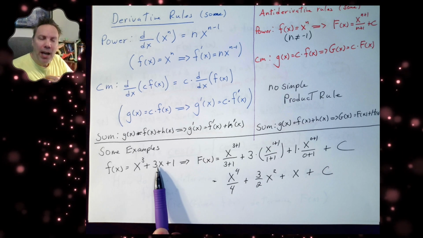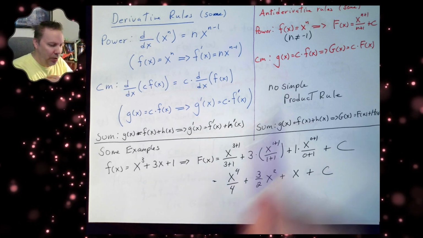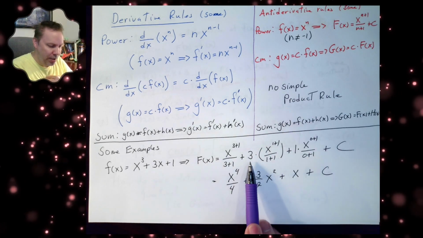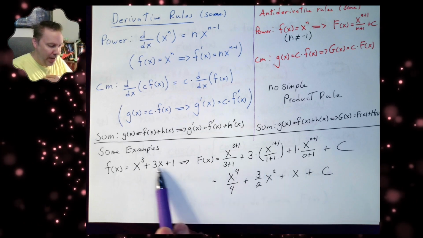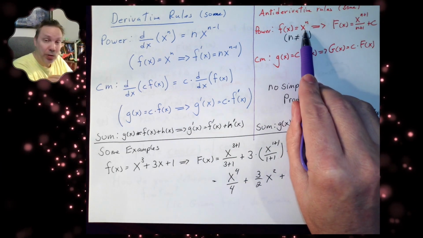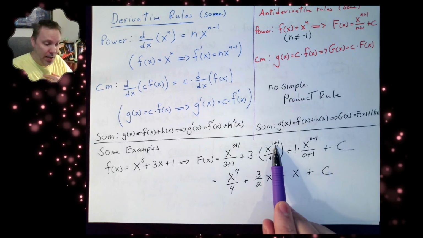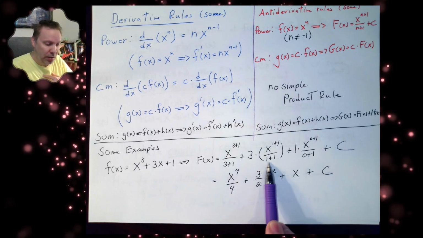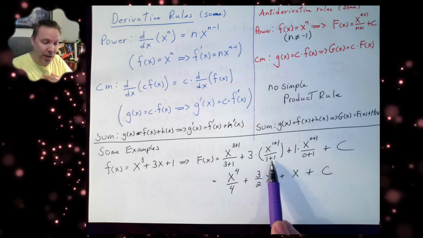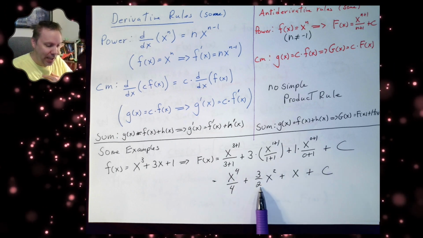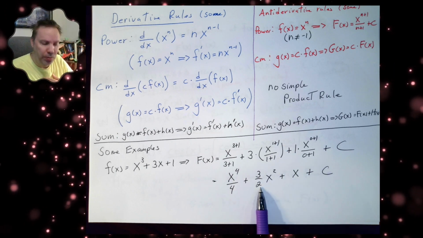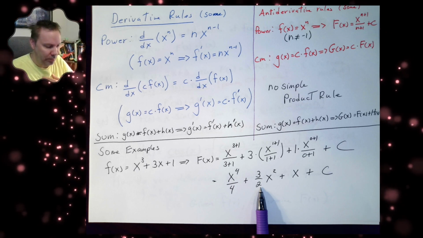Now what about the 3x? Well, I'm going to use the constant multiplier rule. The 3 is going to come along for the ride. Now I have an x. That's the power rule, and the original power here is 1. I'm going to increase the power by 1 and divide by the new power: x squared divided by 2. I'm going to rewrite it like this: 3 over 2 times x squared.